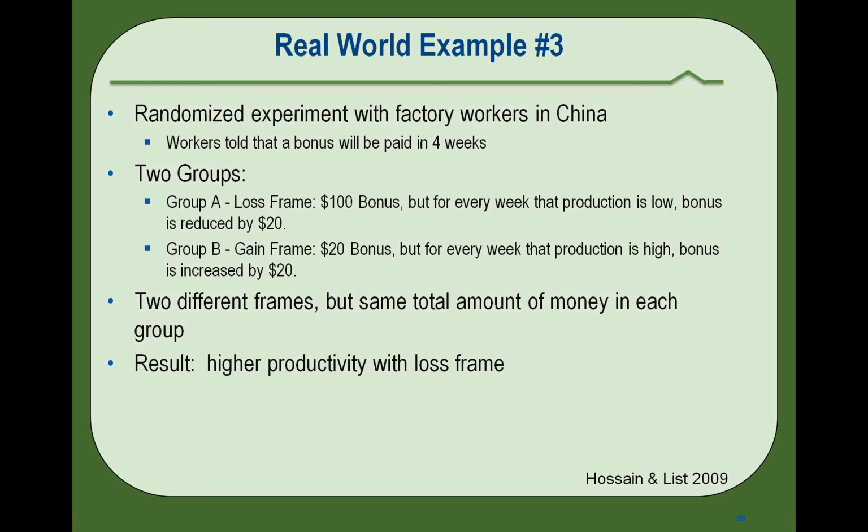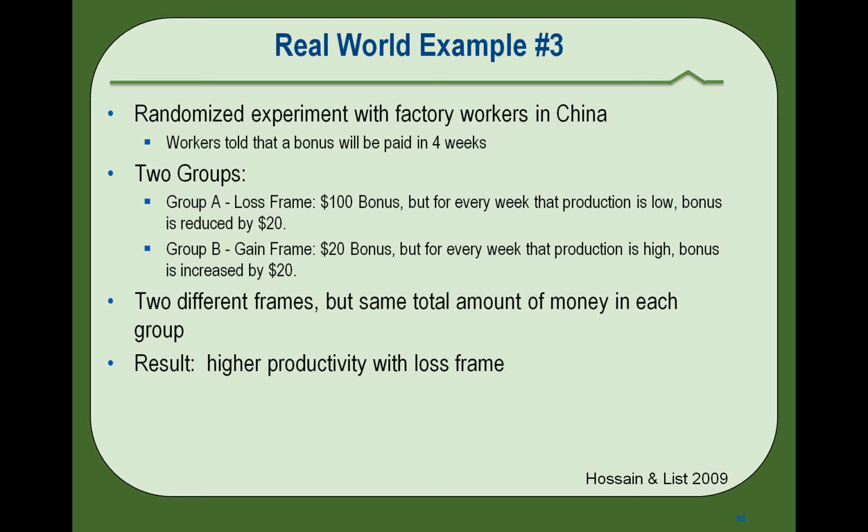Okay, so now another real-world example for incentive structures. There was an experiment that some people did with factory workers in China. All of the workers were told that they would get a bonus in 4 weeks. They randomly assigned workers to one of 2 groups, Group A or Group B. Workers in Group A were told that they would get a high bonus, but the bonus would get reduced for each week that their productivity was low.